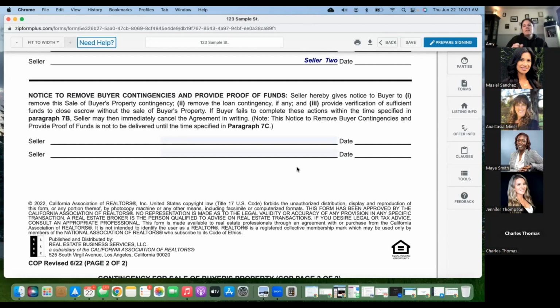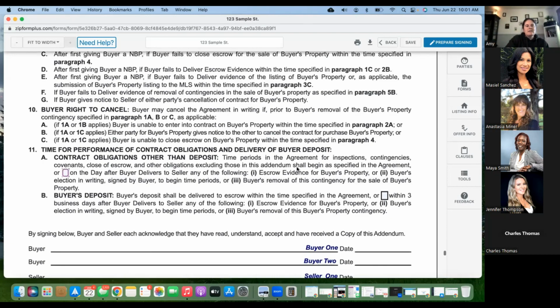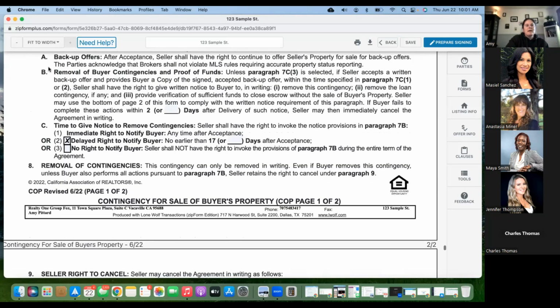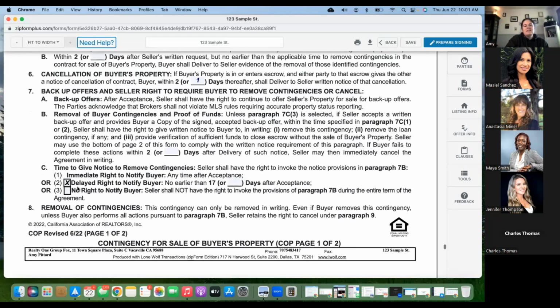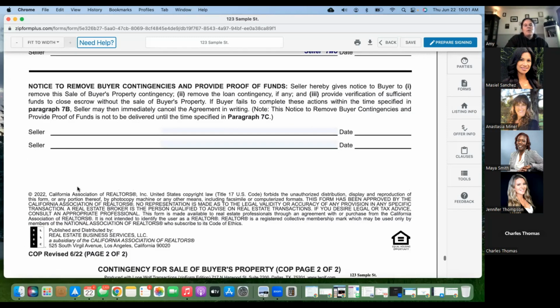So if the seller has the right up here under this section here, it would be 7C, either 1 or 2, to accept the backup offer, and they want to move forward with that backup offer, then we can use this as that notice to remove the contingency. Seller hereby gives notice to buyer to remove the sale of the buyer's property's contingency, remove the loan contingency, if any, and provide verification of sufficient funds to close escrow without the sale of the buyer's property.